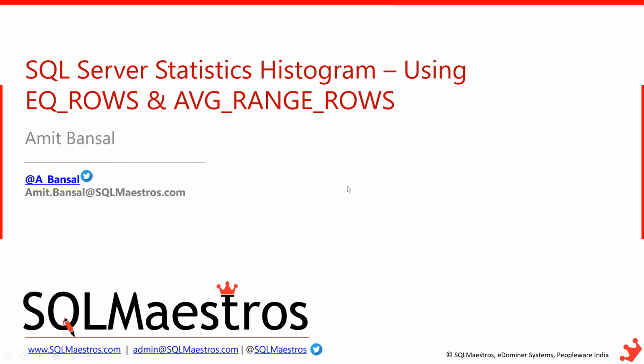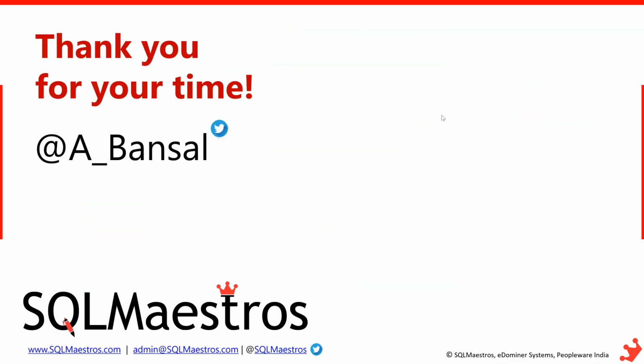Well, that was a quick demonstration of the optimizer using equal rows and average range rows. In the next video, I will show you some more examples of how the histogram data is used. Well, that's pretty much it.